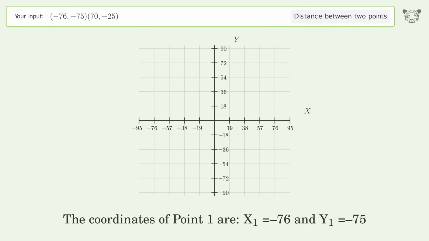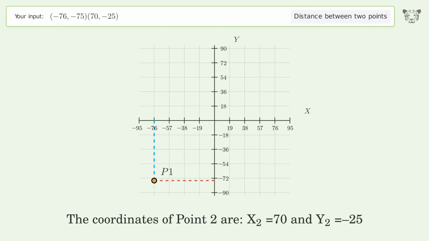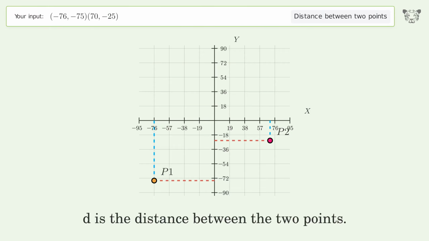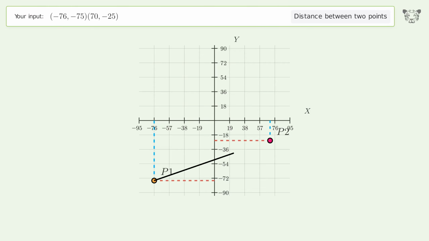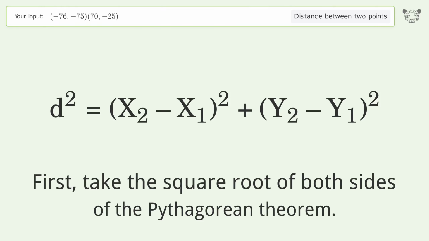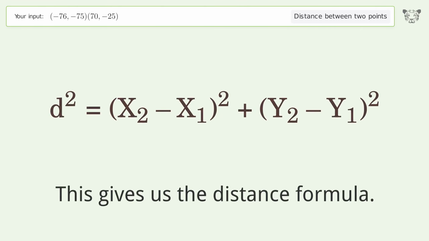The coordinates of point 1 are x1 equals -76 and y1 equals -75. The coordinates of point 2 are x2 equals 70 and y2 equals -25. D is the distance between the 2 points. First, take the square root of both sides of the Pythagorean theorem. This gives us the distance formula.